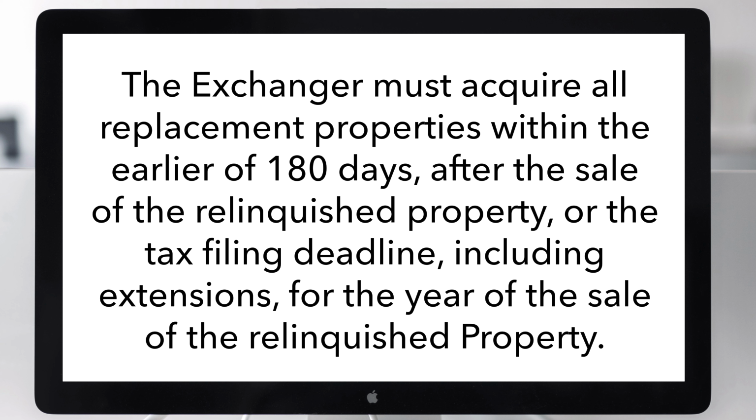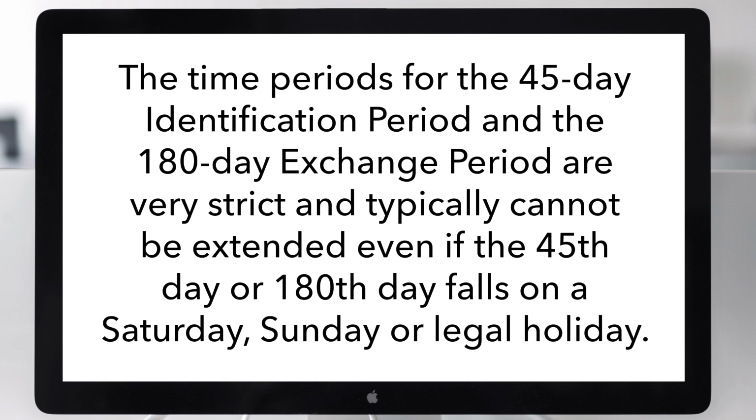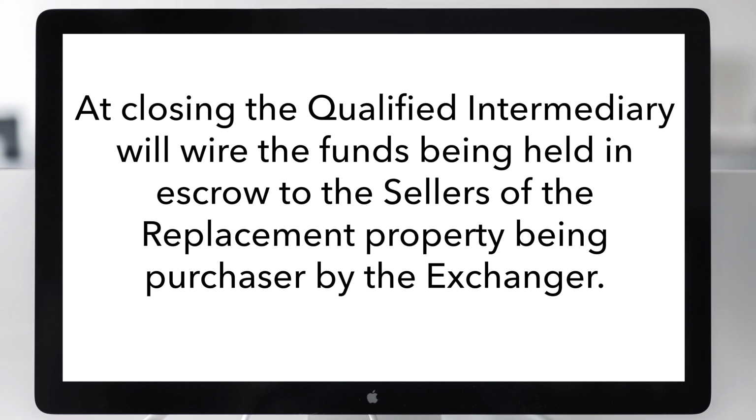The exchanger must acquire all replacement properties within the earlier of 180 days after the sale of the relinquished property or the tax filing deadline, including extensions, for the year of the sale of the relinquished property. The time periods for the 45-day identification period and the 180-day exchange period are very strict and typically cannot be extended even if the 45th day or 180th day falls on a Saturday, Sunday, or legal holiday. At closing, the qualified intermediary will wire the funds being held in escrow to the sellers of the replacement property being purchased by the exchanger.